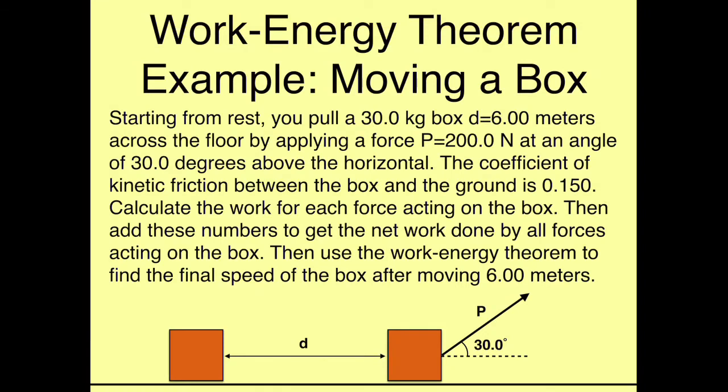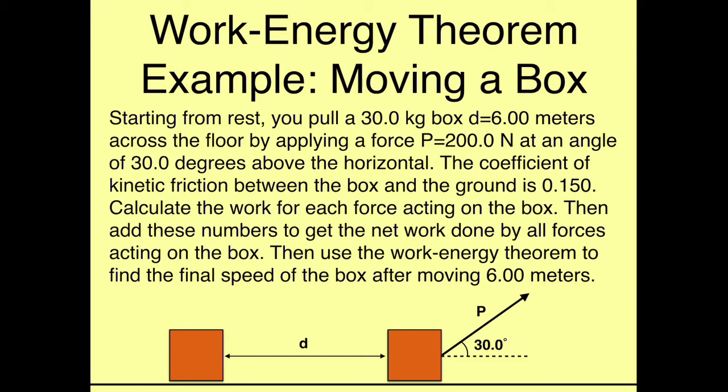All right, let's take a look at another example. In this case, we're going to be moving a box across the floor. So starting from rest, you pull a 30 kilogram box a distance 6 meters across the floor by applying a force of 200 newtons at an angle of 30 degrees above the horizontal. Okay, so you're pulling at an angle of 30 degrees, just like is shown here. Now, there is friction. So the coefficient of friction between the box and the ground is 0.15.